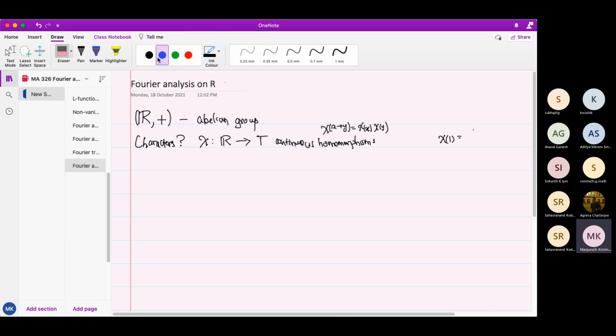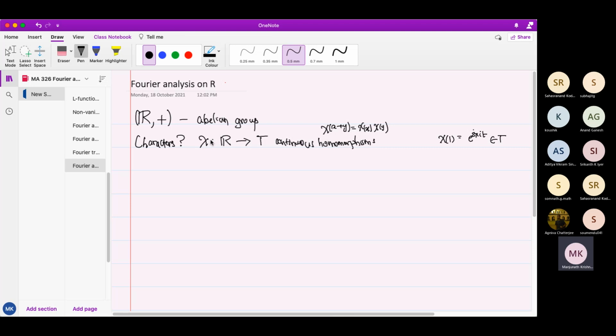So if you send it to some point, e to the 2 pi i t. We want to define it on the real line. Chi of 0 will go to 1, that won't tell you anything. It's like with integers, 0 will go to 1.